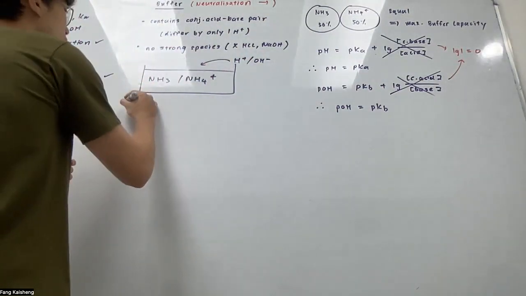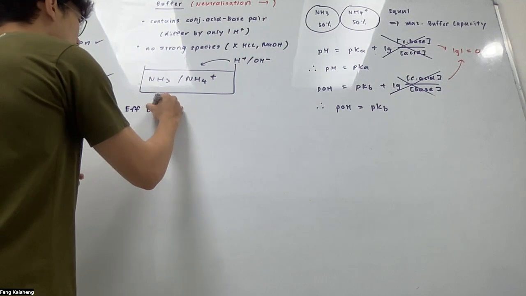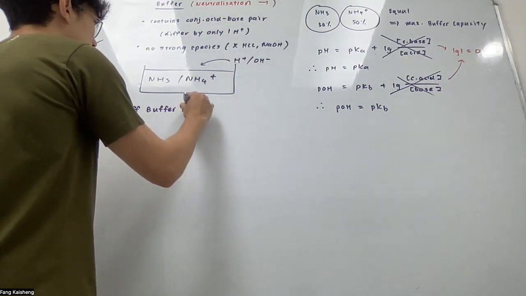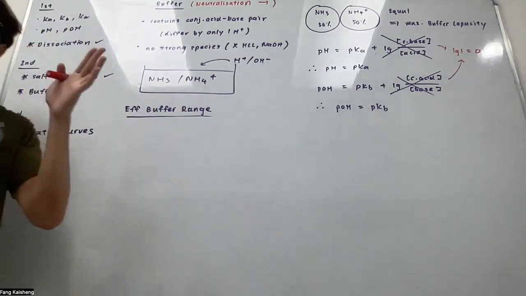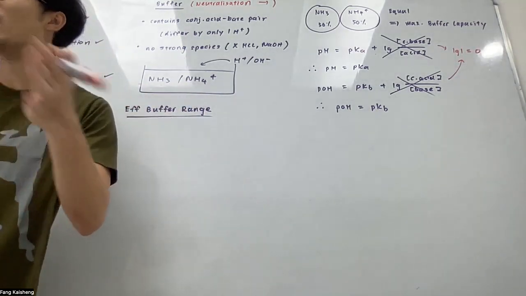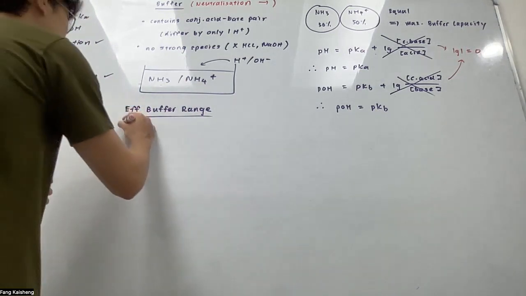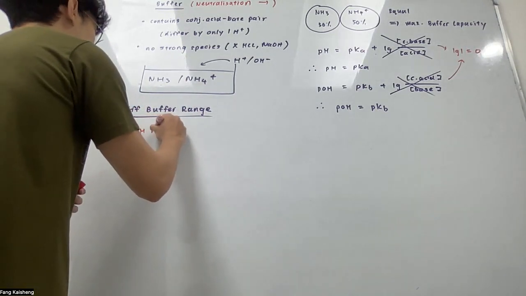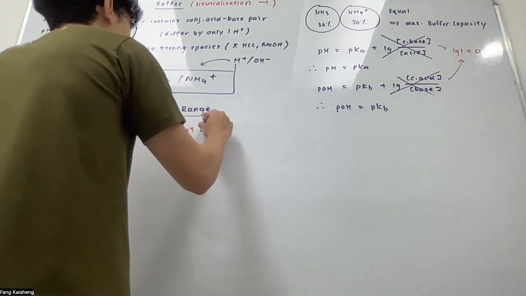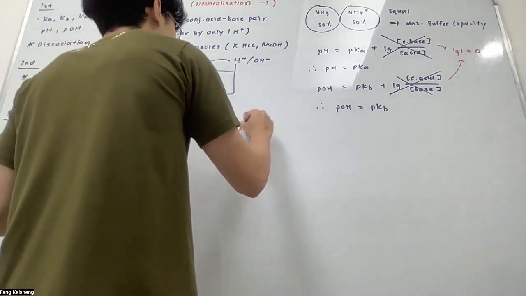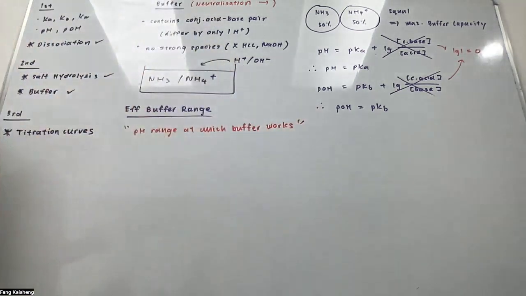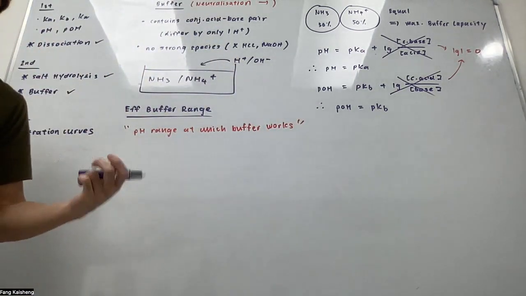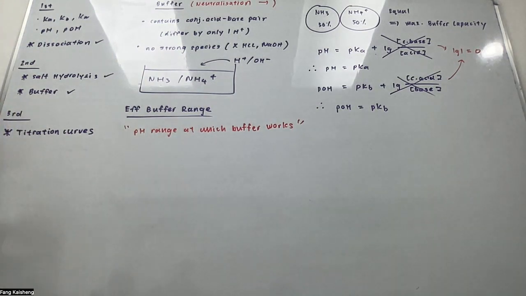There's this concept over here called effective buffer range. Okay, guys, I need you all to look at it in a more simple manner. Effective buffer range just means the pH range at which the buffer works. Okay, so let's write it down. It is the pH range at which the buffer actually works. So guys, beyond this pH range, the buffer is no longer a buffer. It's just a normal solution. Make sense so far? Okay, let me just go straight to the formula first.